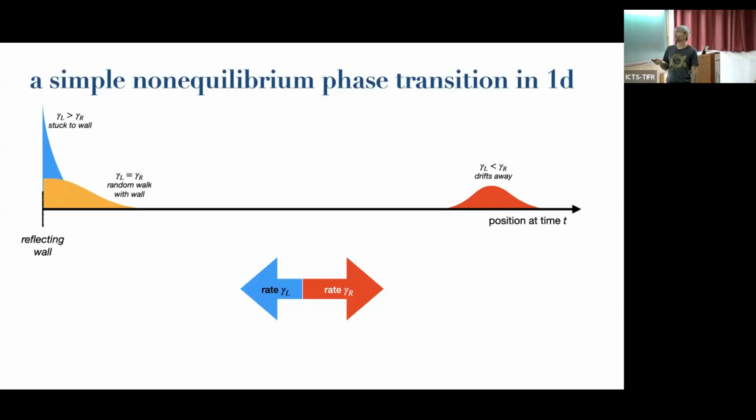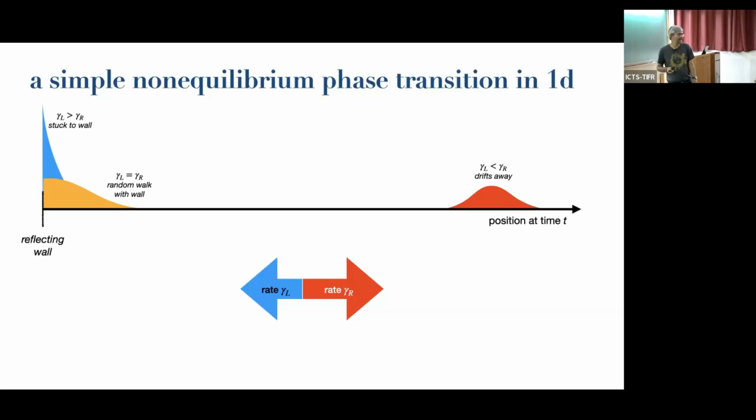I have a particle on a half line with a reflecting boundary at the left end. The particle can hop right or left. When it hits the origin, it gets reflected. In general, the rates to hop left and right are different. And so this model has three phases. It's got a phase where the left hopping dominates and the particle is more or less stuck near the origin. It's got a phase where the right hopping dominates and the particle just drifts off to infinity. And between those, it's got a critical point where you're effectively just undergoing a random walk.